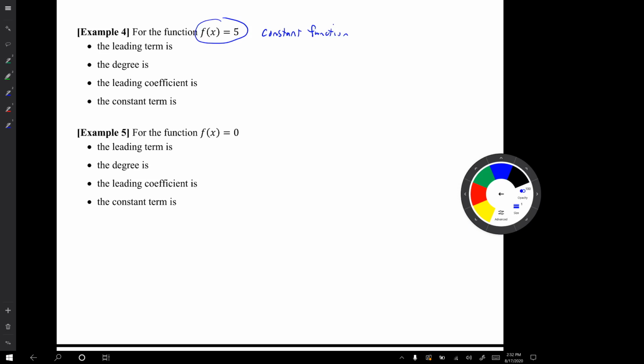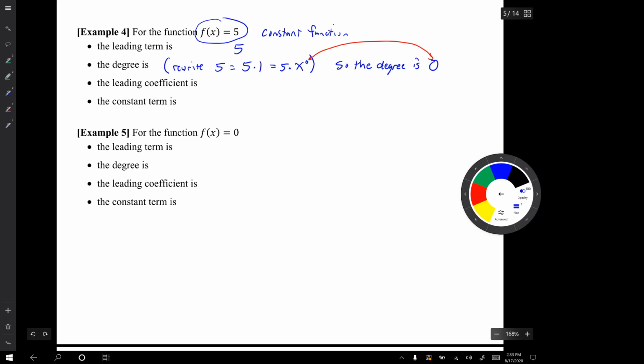For this function, the leading term is 5. Its degree is, well, we have to think about what's the power of x appearing in the leading term. We can think about rewriting the 5. So we can rewrite the function, or we can think of the function as 5 times x to the 0 power. So in that presentation, it's very clear that the power in the leading term is the number 0. So the degree is 0.